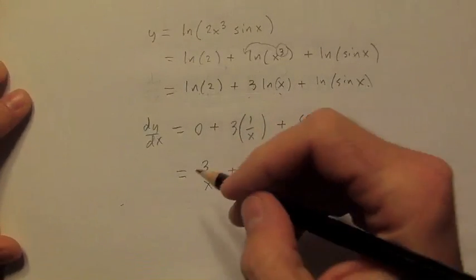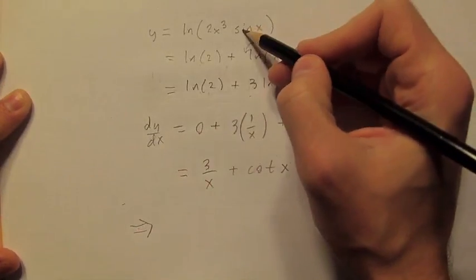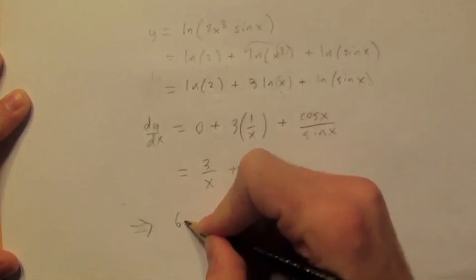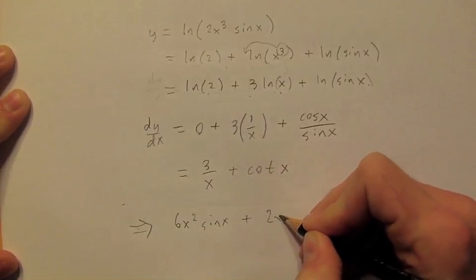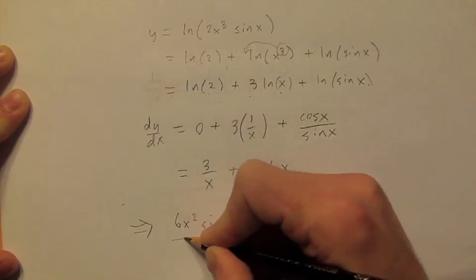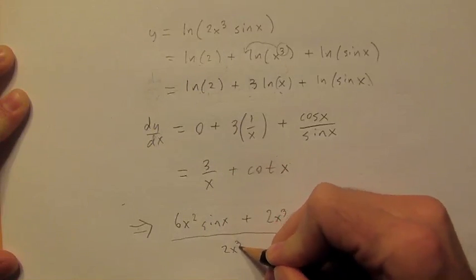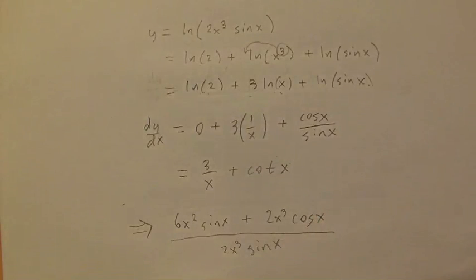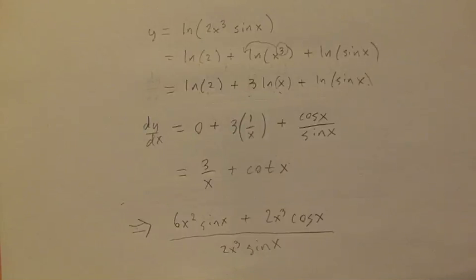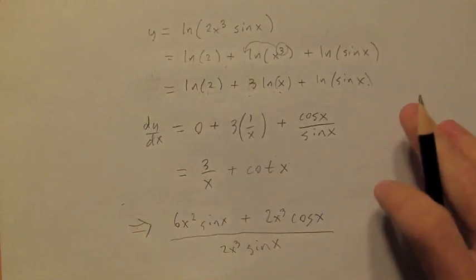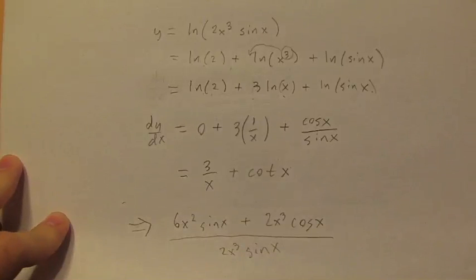Much easier than trying the long way, which would be to apply the product rule, which would be 6x squared sine x plus 2x cubed cosine x all over 2x cubed sine x. Now, if you fiddle with this enough, you will actually get this same thing. You might think this was a lot less work than here, but that's not always the case, especially when you have quotient rules.